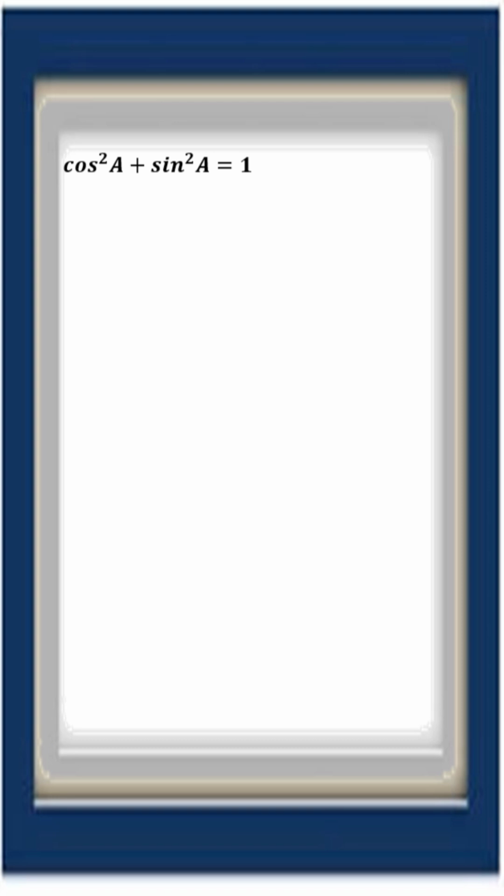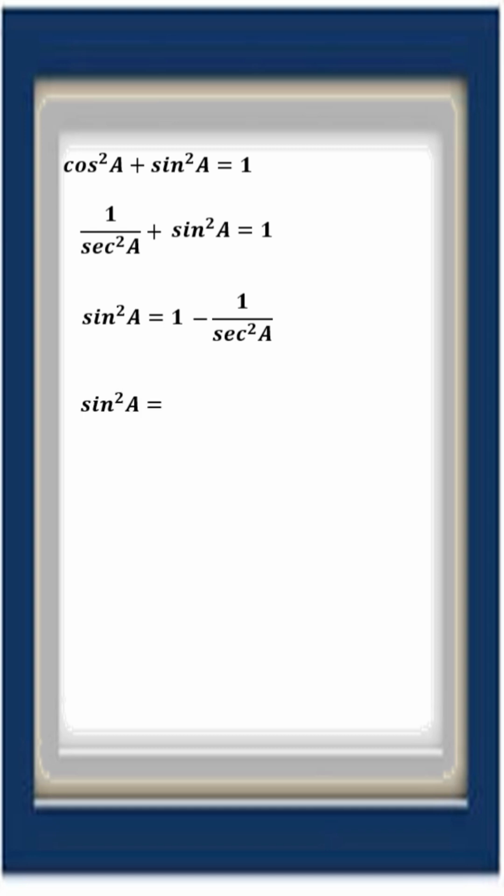Now let us convert cos square A into secant square A, since we need to write only secant, sin and 1. So cos square A is equal to 1 over secant square A, plus sin square A is equal to 1. Sin square A is equal to 1 minus 1 over secant square A. What is the LCM of 1 minus 1 over secant square A? That is secant square A. In the numerator, secant square A minus 1.